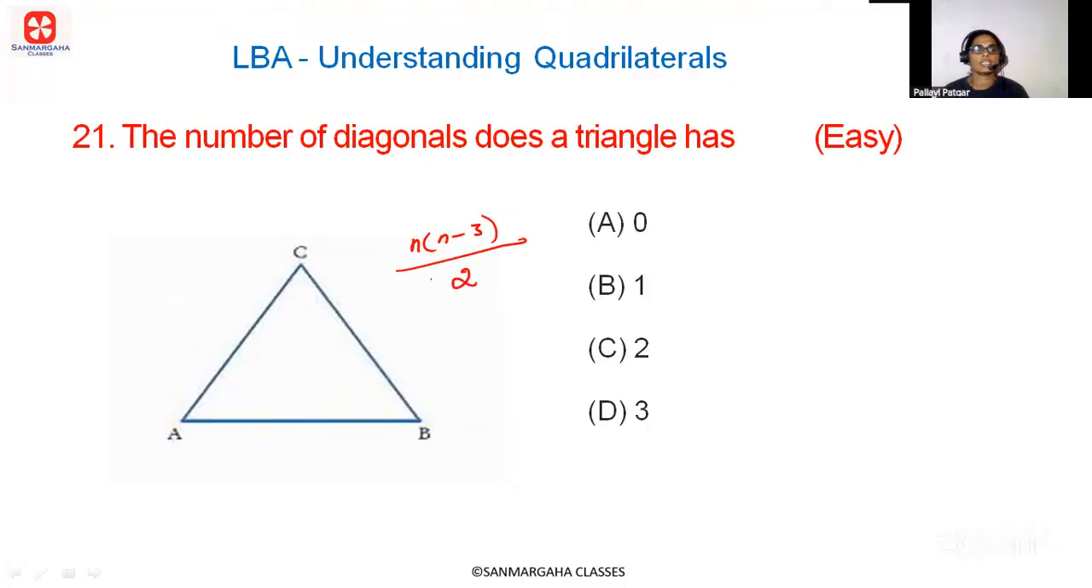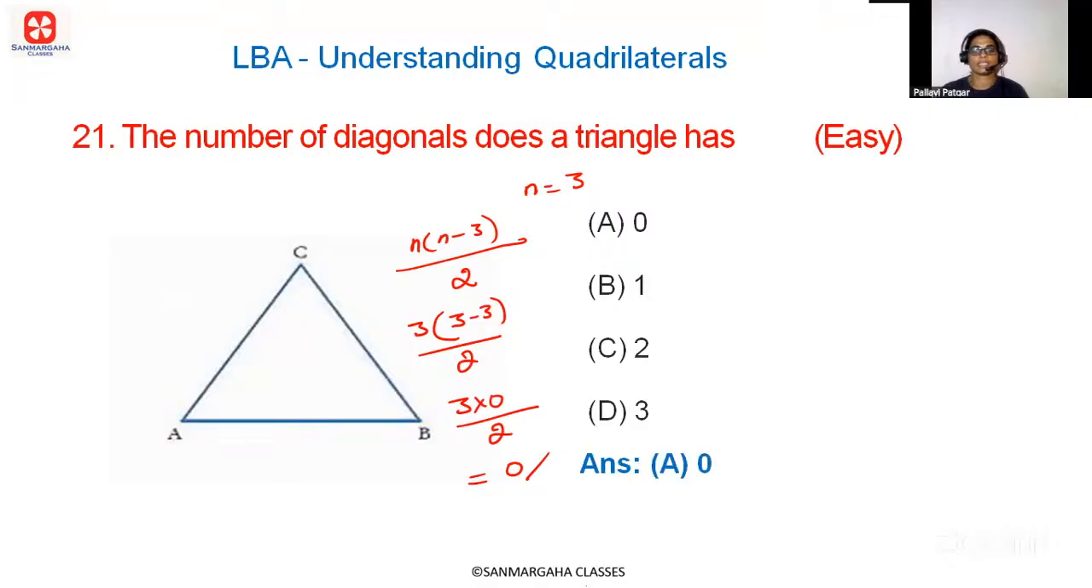Okay. So here n is the number of sides. For a triangle, n is equal to 3. So substitute here 3 into 3 minus 3 divided by 2. So 3 into 0 divided by 2. So this is equal to 0 by 2 is 0. Okay. So the number of diagonals a triangle has is 0. The correct option is A. Thank you.